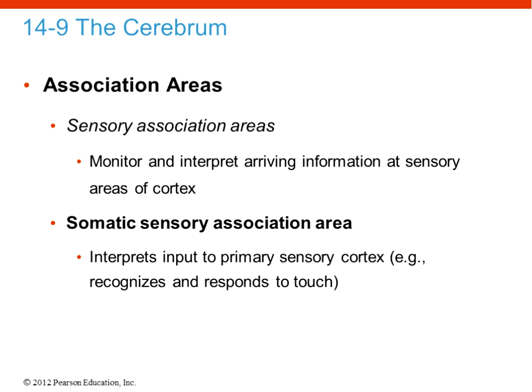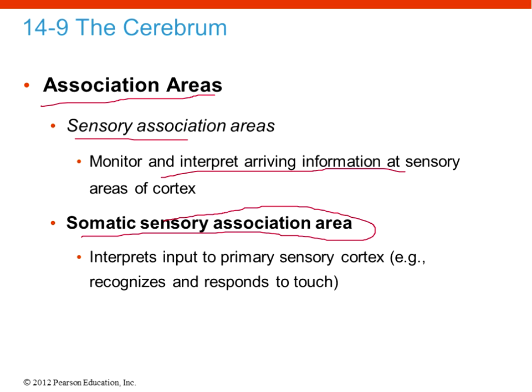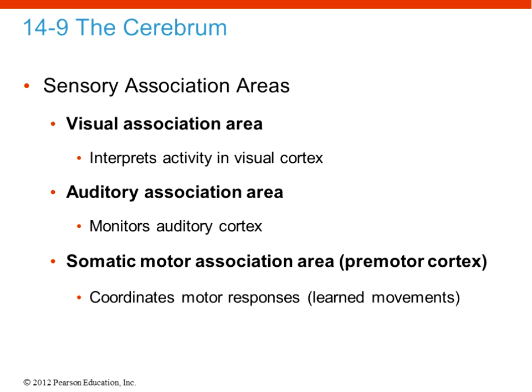Now, to increase the complexity of what information is processed in the brain, there also are what we call association areas. Sensory association areas monitor information arriving at the sensory areas of the cortex. For instance, the somatic sensory association area is going to interpret input to that sensory cortex, so it can recognize and respond to touch and understand what that is.